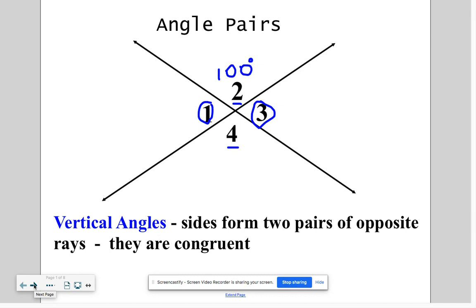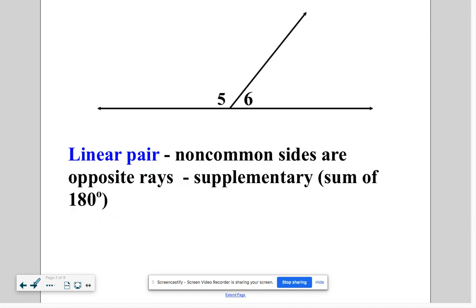Now this is that linear pair we were talking about. Most people know this one. In a straight line, there's 180 degrees. So if you have two angles that are next to each other like this that form a straight line, then you can call that a linear pair. So angle 5 and angle 6 together would equal 180 degrees total. And so if angle 5 was 110 degrees, then angle 6 would have to be 70, and vice versa, right?